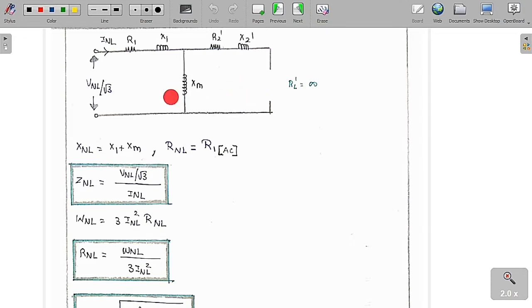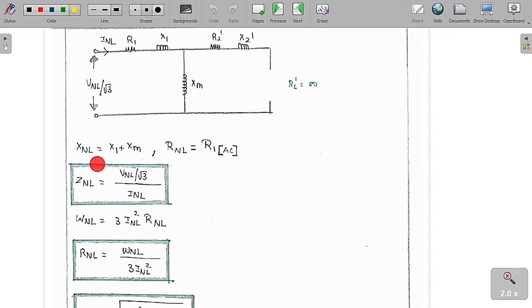This is a per phase diagram. The line voltage we know, which is called VNL. We always try to make the stator a star connection, so line voltage is equal to root 3 into phase voltage, and phase voltage is line by root 3. So VNL by root 3, because it is a per phase diagram, and this is the INL. The stator copper loss is equal to 3 into INL square into R1.